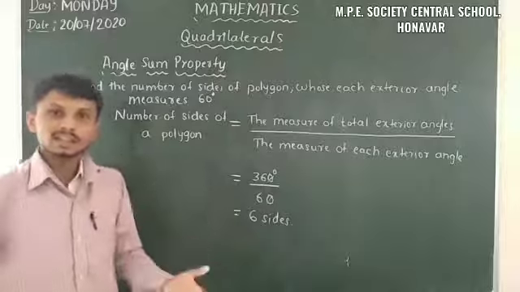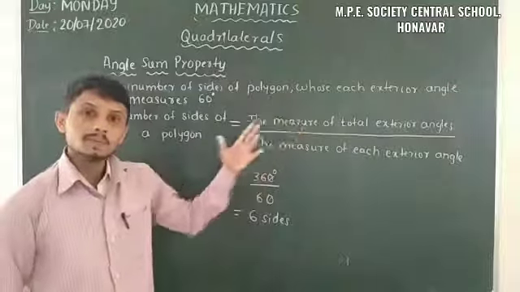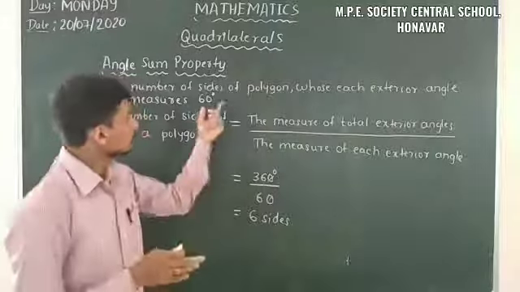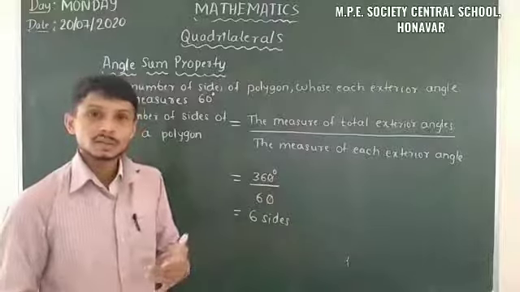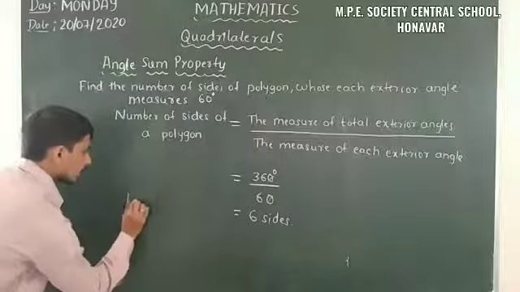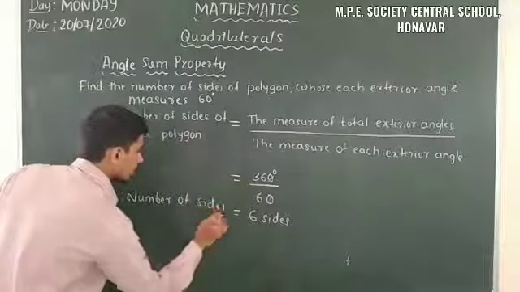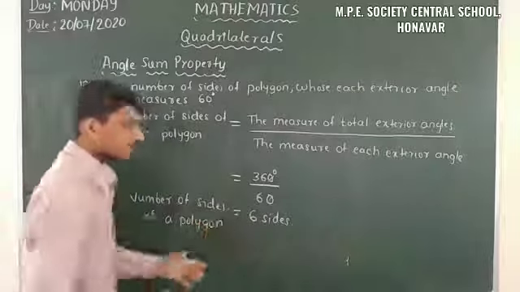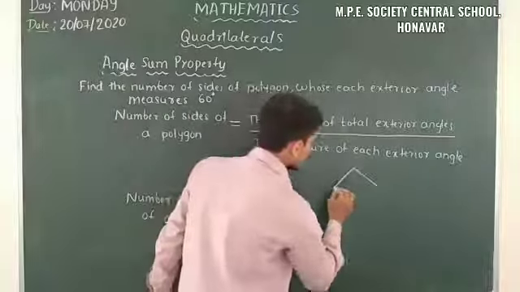So let us take any other example. You have to measure any exterior angle, and after that calculate how many sides the polygon has. So let us take 120 degree, or 240 degree. You can calculate by the measure of each exterior angle. Here the number of sides of a polygon is 360 degree divided by each exterior angle. So that means it's a hexagon. Hexagon means the figure with 6 sides.